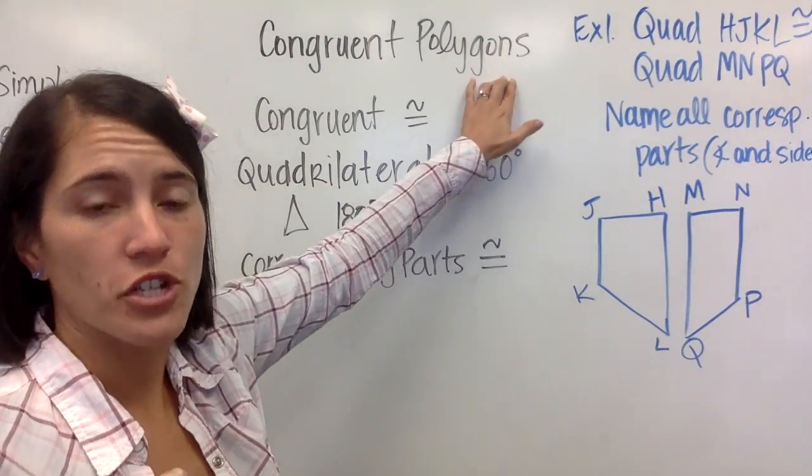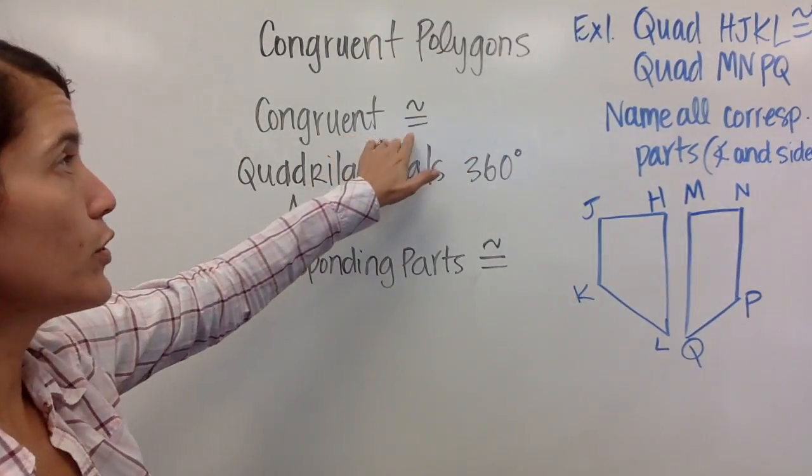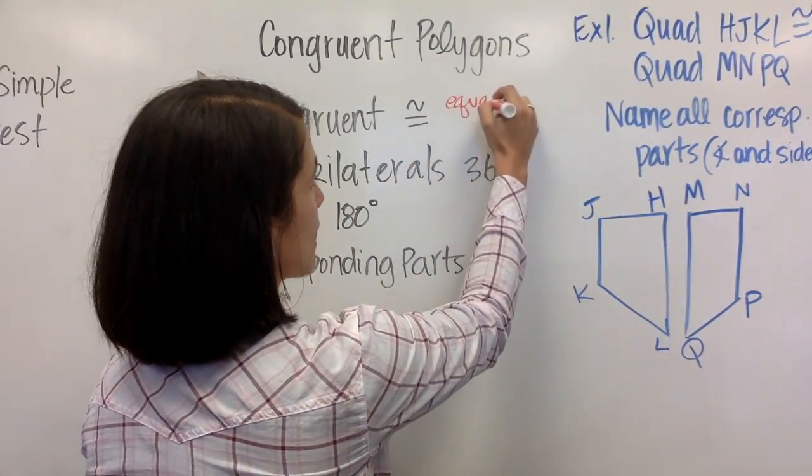Polygons are closed shapes: triangles, quadrilaterals, pentagons, hexagons. Congruent, this is the symbol for congruent. Congruent means equal in every way, exactly equal.